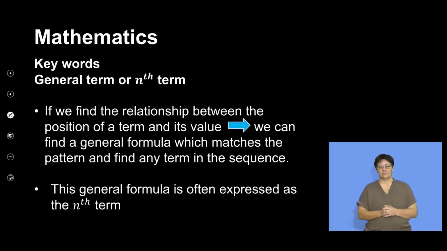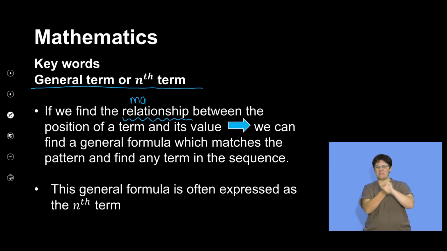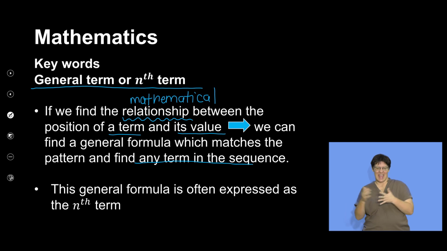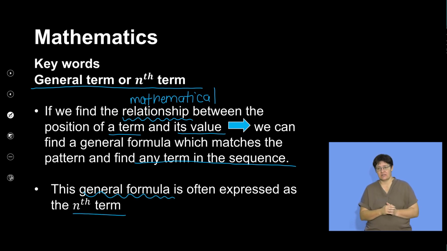We are going to look at the next definition, which is the general term or the nth term. What this means is that if we find the relationship, and by relationship we mean the mathematical relationship between the position of a term and its value, we can find a general formula which matches the pattern and find any term in the sequence. So the general formula is essentially expressed as the nth term.